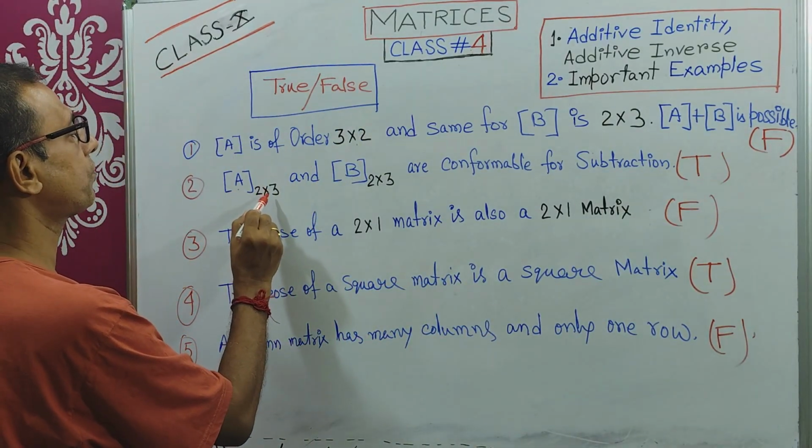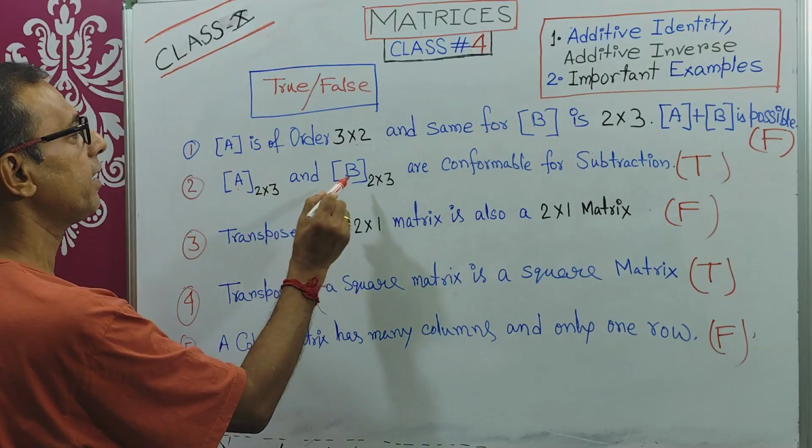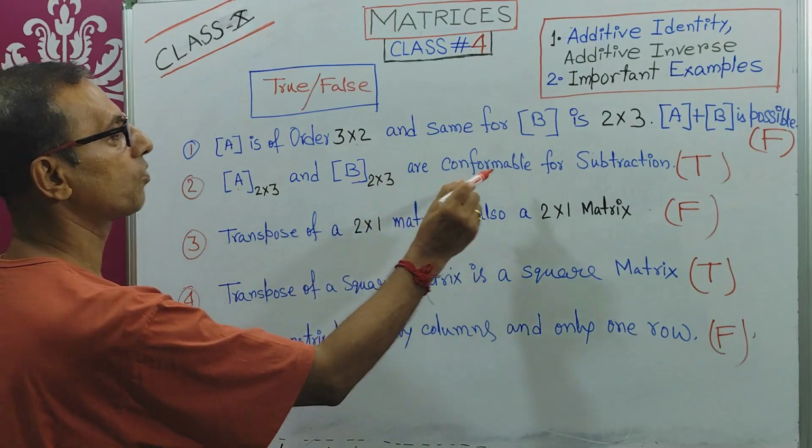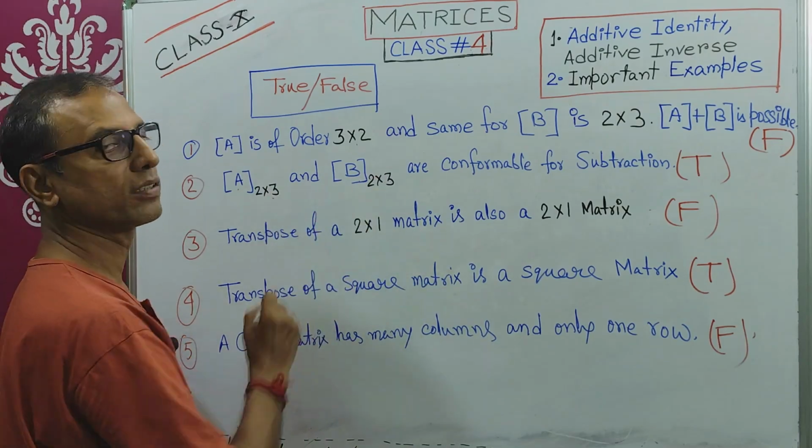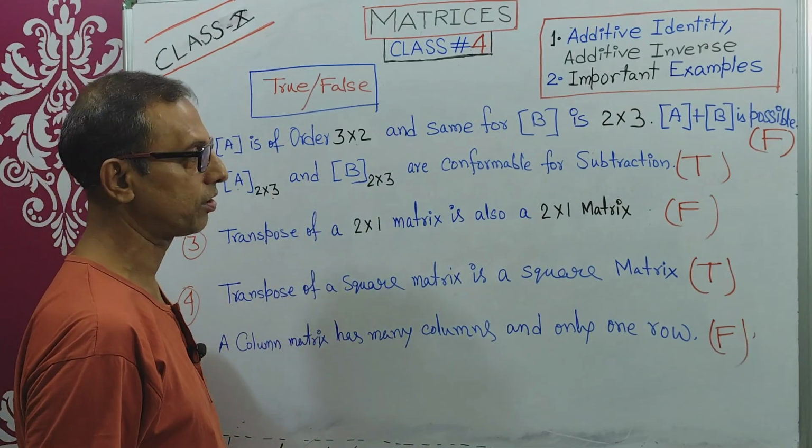A 2 by 3 matrix A and a 2 by 3 matrix B are conformable for subtraction. Yes, it is very much true, because in both cases the order is the same. That means you can do subtraction, right?